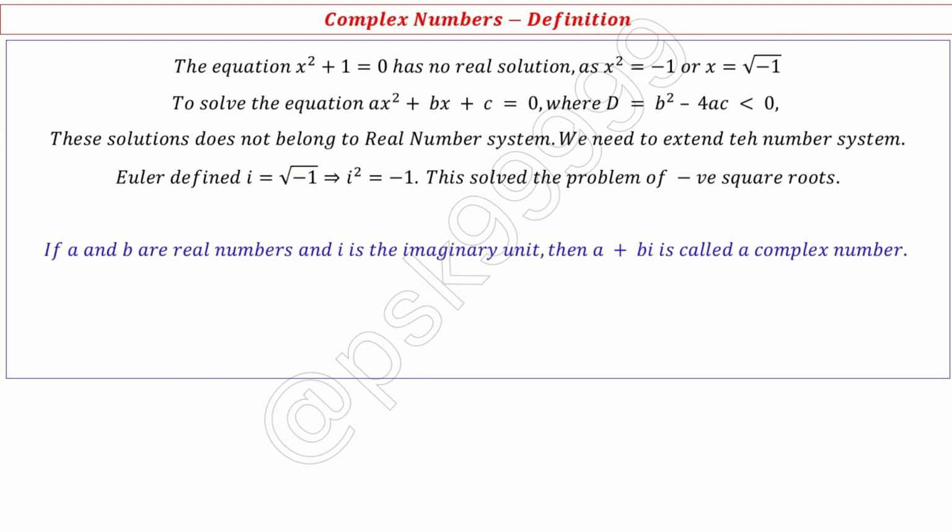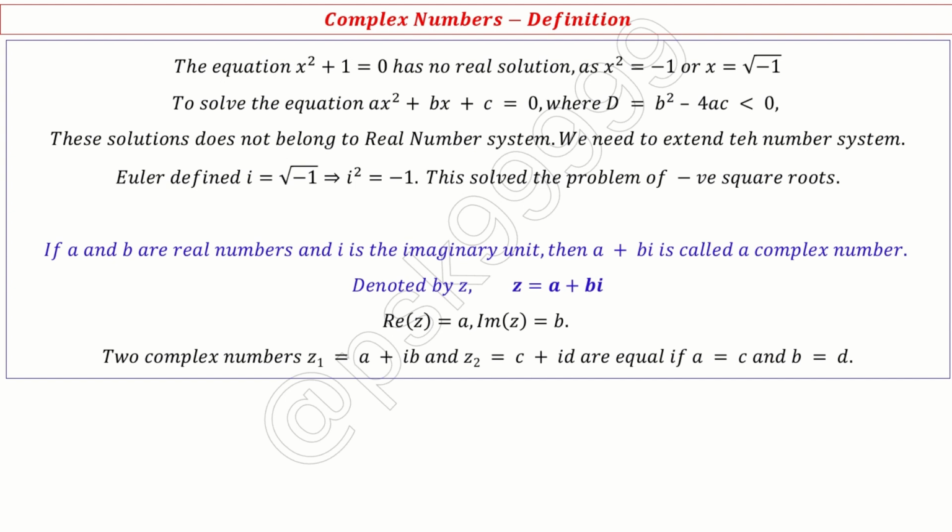So if a and b are real numbers and i is the imaginary unit, i equal to square root of minus 1, then a plus ib, or a plus bi, is called a complex number. It is denoted by z, z equal to a plus ib. The real part of z, Re(z), is equal to a. The imaginary part of z, Im(z), is equal to b. Two complex numbers z1 and z2 are equal if their real parts are equal and imaginary parts are equal. That is, a plus ib equals c plus id if a equals c and b equals d. So this is the basic definition of a complex number.